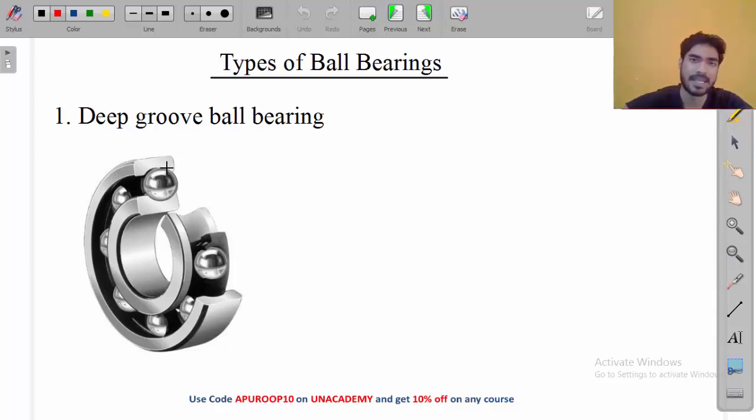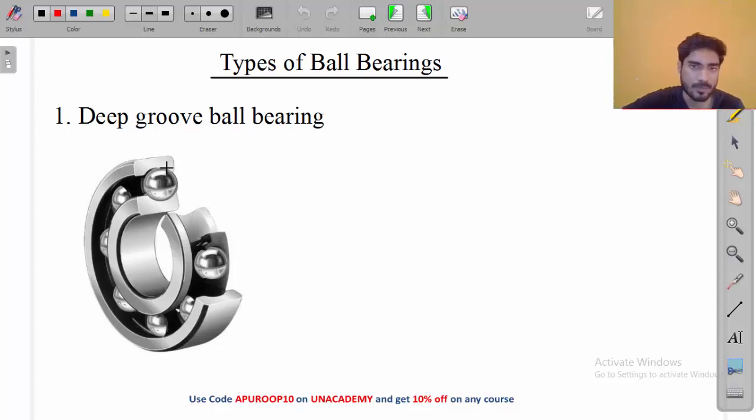So in all these three cases, will you use the same type of bearing? No, my friend. You will design the bearing according to your need. If there is only radial load, you design for radial load. If there is only axial load, you design for axial load. If there are both loads, you design for both. Do you understand this much? So that's why we need different types of ball bearing and different types of roller bearing.